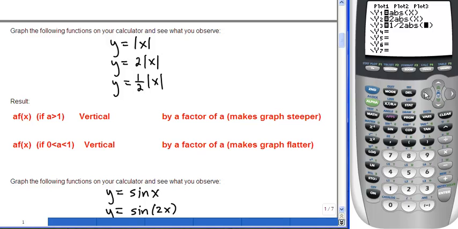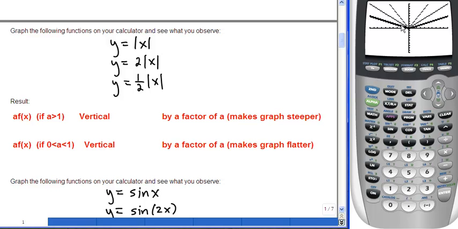Let's go ahead and change the style type of the graph. So let's make y3 bold again, and let's make y2 the dotted line. So just keep hitting enter until you see those dots. And I'm just going to hit graph. So here's absolute value, and then we see our other two. So this top one here is the 2 times absolute value of x, and the bold one is the 1/2 times absolute value of x.